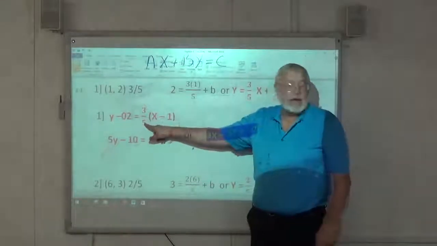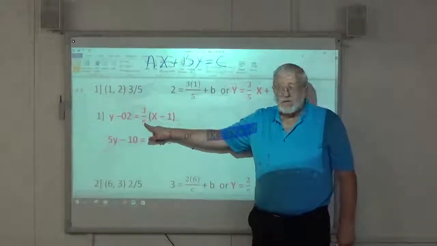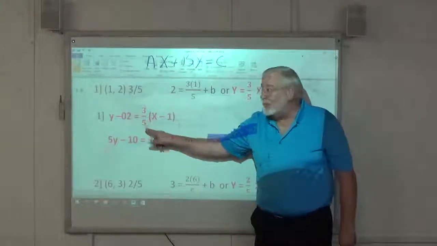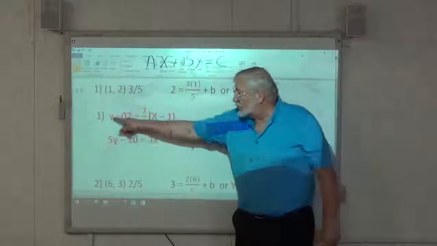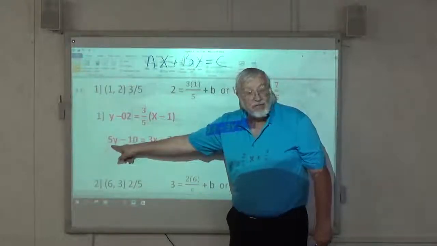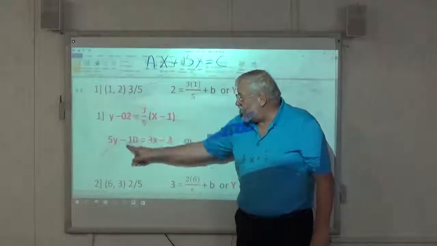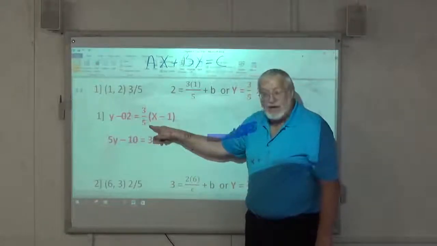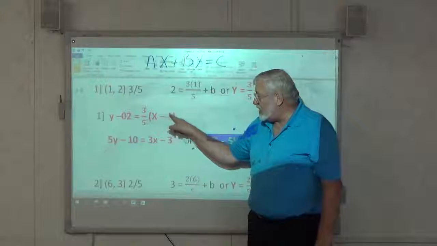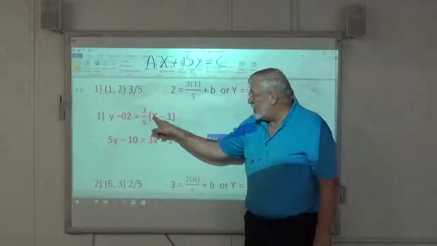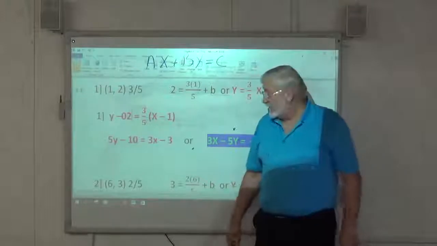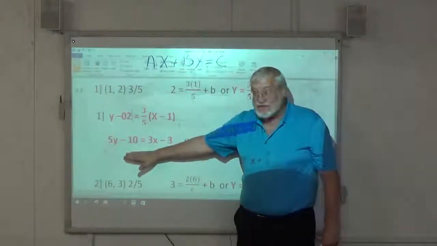Okay? How do I get rid of that 5? Multiply every term by 5. When I multiply this by 5, I get 5y. When I multiply this by 5, I get negative 10. When I multiply this by 5, the 5's cancel, and I multiply 3 times both of those. 3 times x is 3x, 3 times negative 1 is negative 3. Okay? Now I have this.